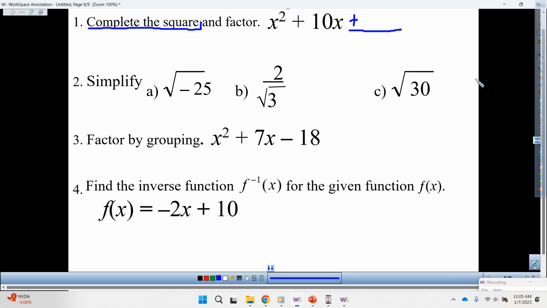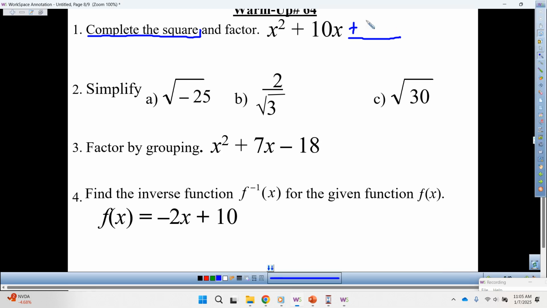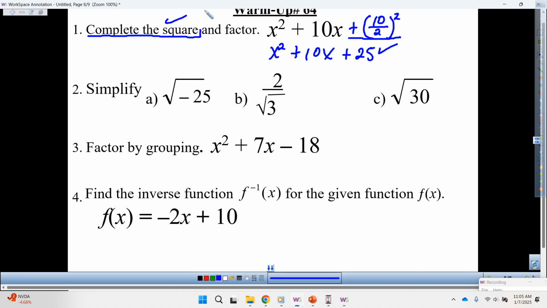Add what? 10 divided by, and then? Squared. That is correct. So we got x squared plus 10x plus 10 divided by 2 is 5. 5 squared is 25, and we completed the square. That is correct.